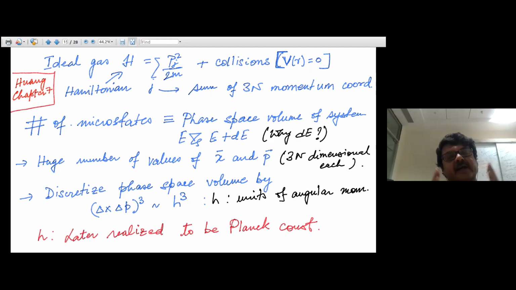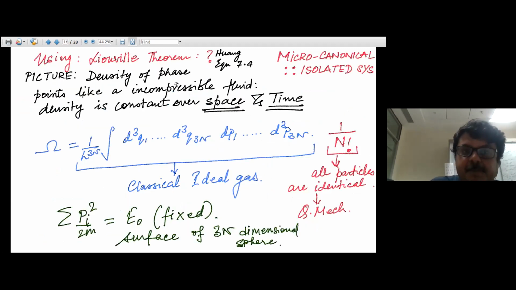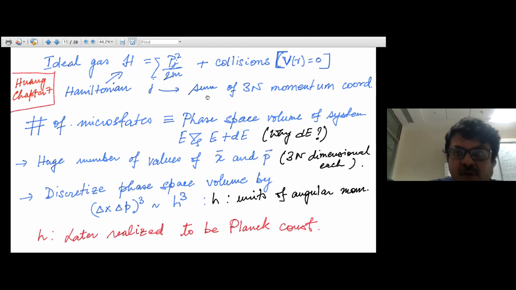If they were completely uninteracting, whatever the initial velocities of the particles were, they would remain so. But when we say we have an ideal gas, we mean that there are collisions, so there is momentum exchange, but the potential energy is not contributing to the Hamiltonian. Those are instantaneous collisions, and hence the Hamiltonian is just the sum of p_i squared by 2m, sum over 3N momentum coordinates.